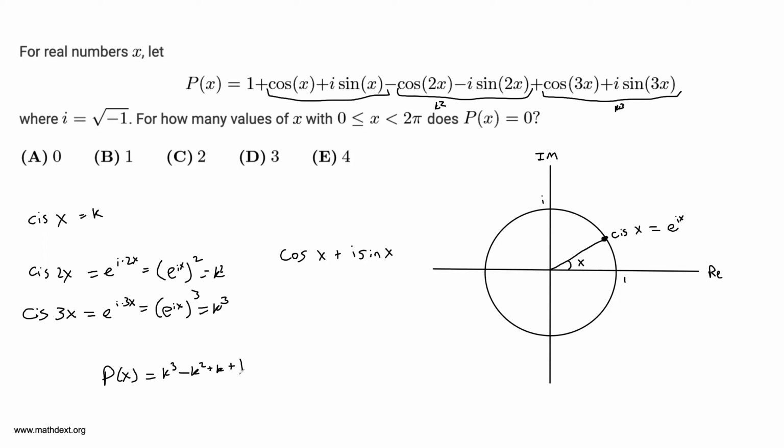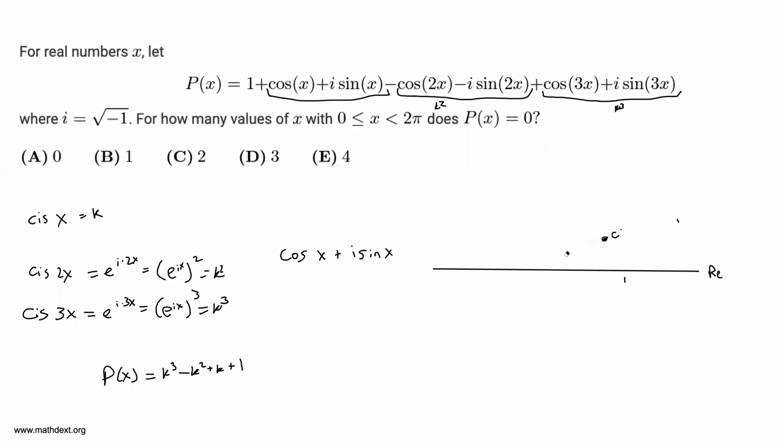Okay, so how's that going to help us? Well, what we can see is that p of x is equal to this thing. And you just want p of x to equal 0. So for how many x's is cis of x a root of p of x? And that is what we're going to find out right now.